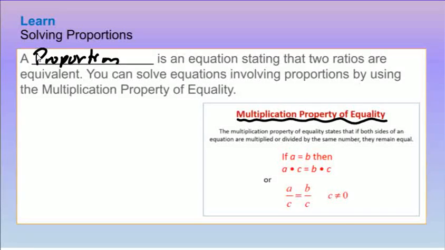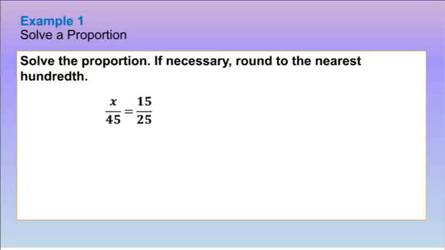And you'll notice that you can also write it as a division problem. So if you divide by one number, you divide the other side by the same number. You have an equal sign in between two ratios. That's really what you're doing. You have two ratios equal to each other, and you're solving for the missing variable. So an example, solve the proportion, if necessary, round to the nearest hundredth. So that's telling you, you might have to round it to 2 decimal places.